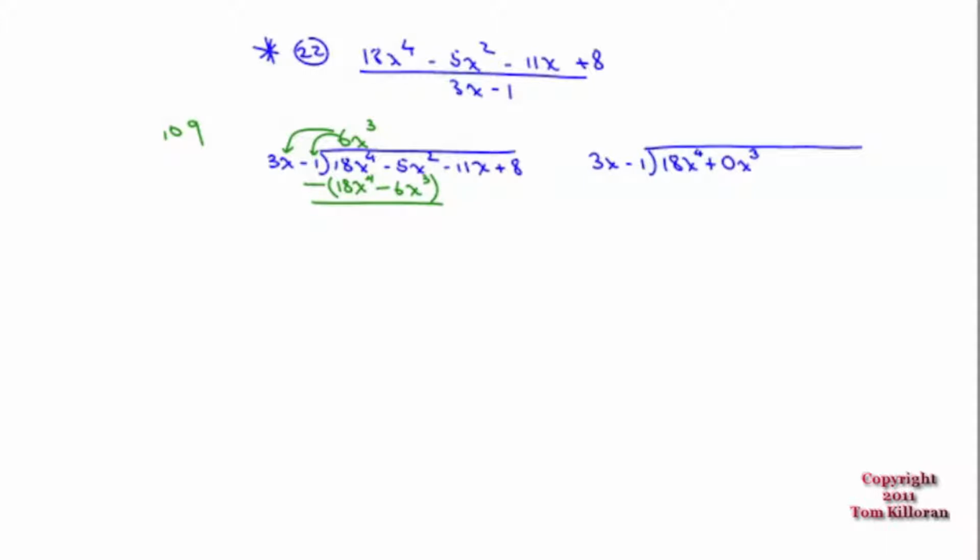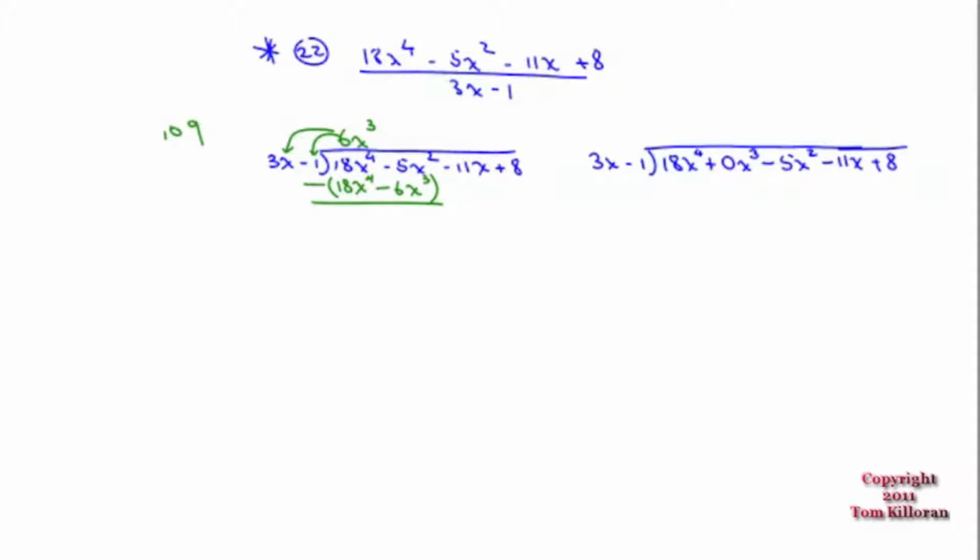0 times x cubed? 0. Is 0, and 0 plus anything doesn't change it. It's an identity. So writing it here doesn't change anything about the polynomial. It just makes it look a little longer. 5x squared minus 5x squared minus 11x plus 8.